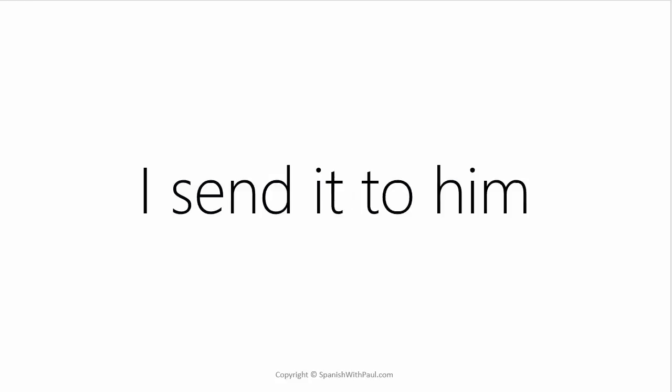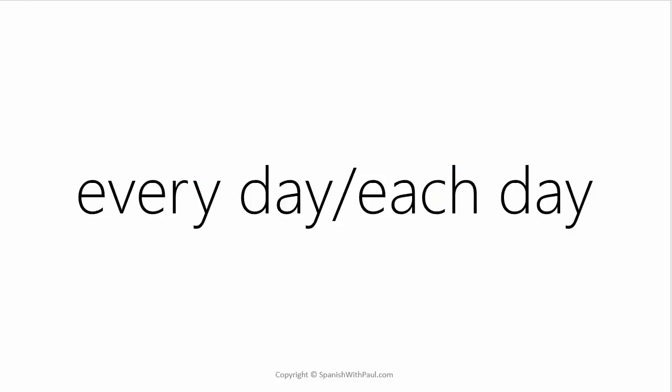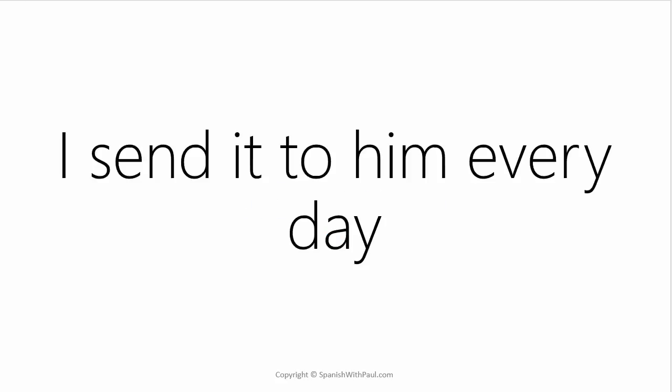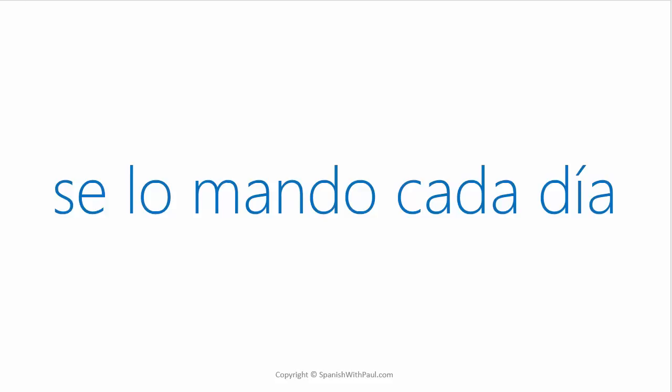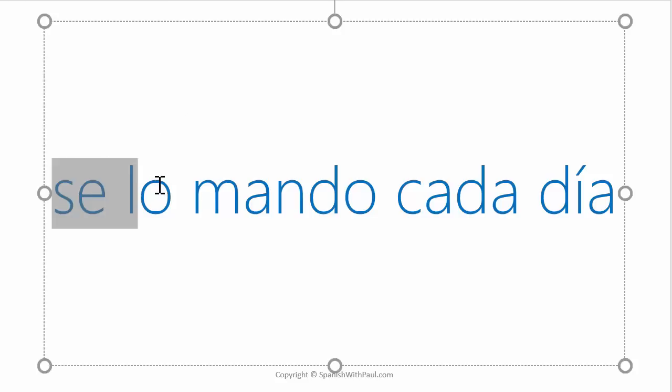So once again, how do you say I send it to him? Se lo mando. Do you remember how to say each day or every day? Cada día. Now try to say I send it to him every day. Se lo mando cada día. The structure here is very important because as you can see in the English, we have the it to him in the middle of the sentence. But in Spanish, this appears at the front. It to him, se lo mando cada día. We're going to keep this structure throughout the rest of this section.